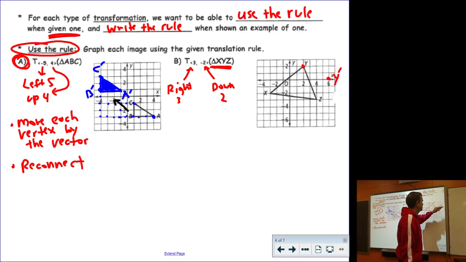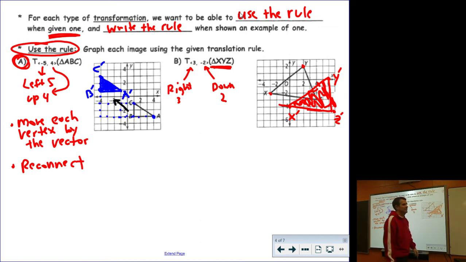And there's y prime. And I go over here to x, and I go right 3, down 2. And there's x prime. And I go to z and go right 3, down 2. And there's z prime. And I reconnect them. Uh-oh. The board has gone again. And there's my new triangle. All right? Again, I slid the triangle to the right and down.